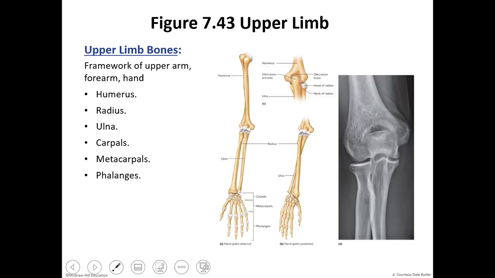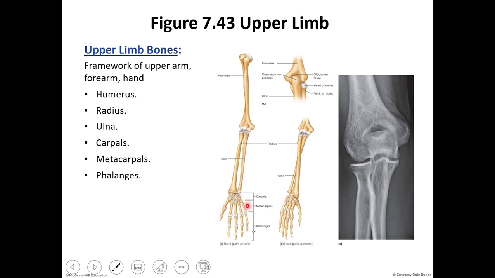Upper limb. We have the humerus, which is the arm bone. We have the ulna and the radius. Now, the radius, notice this right here, it says radius, and it points to this bone that's on the thumb side. So that shorter digit there is the thumb, and the radius is on the thumb side.